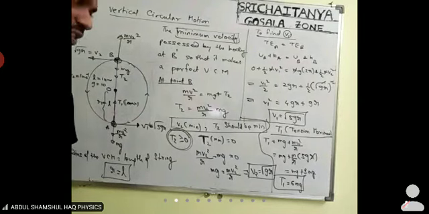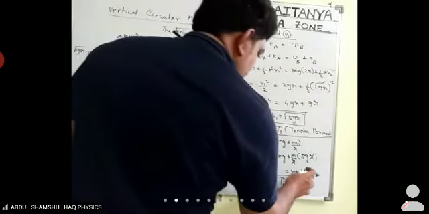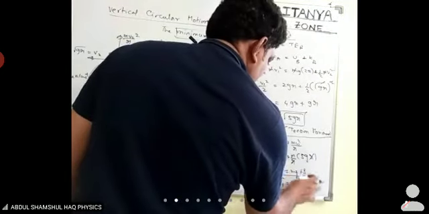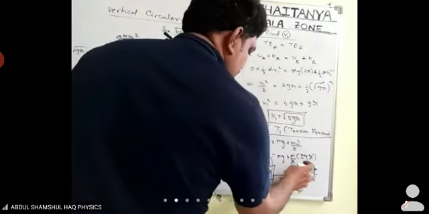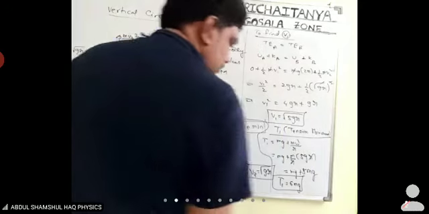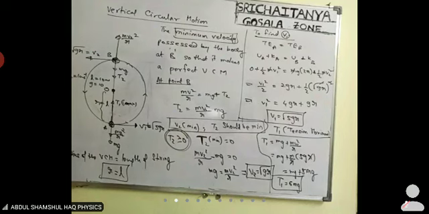How are mg and 5 mg added? It is mg, and here it is 5 mg. Students, that is mg plus 5 mg. Mg plus 5 mg is equal to 6 mg.